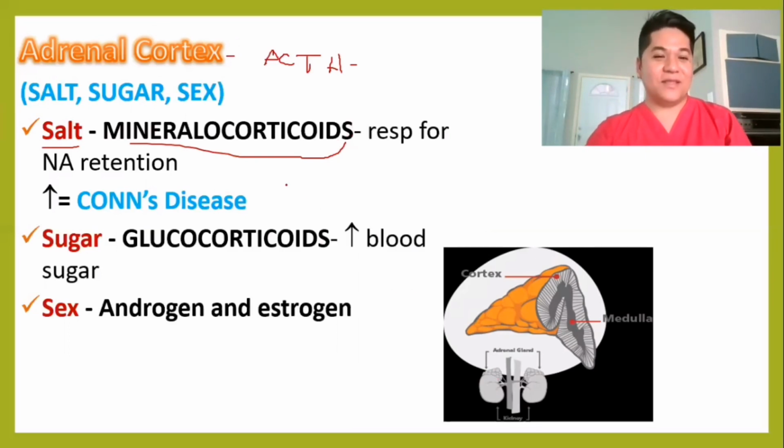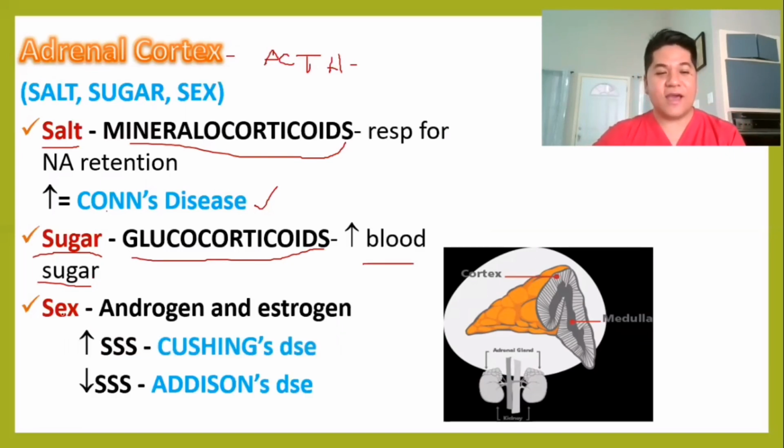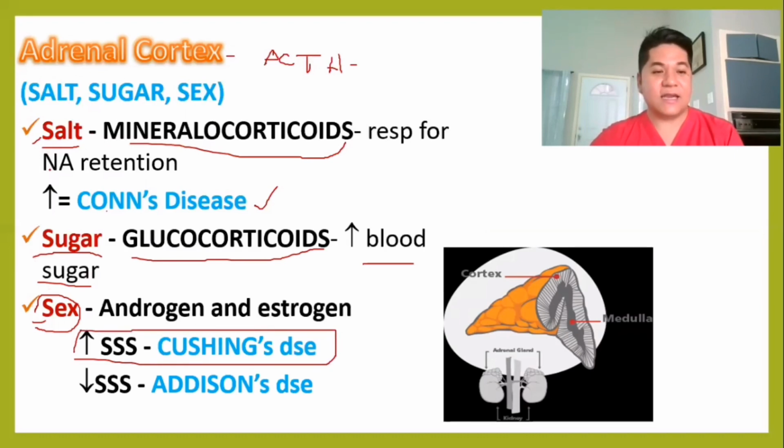Now with the mineralocorticoids, increased sodium is called the disease, increasing of this called Conn's disease. Check on that. However, if there is increased sugar due to glucose, from the word glucose, glucocorticoids increase the blood sugar. Then, if there are decreased androgenic and estrogenic hormones, that's the sexual hormone. Increasing the three, the SSS, the salt, the sugar, and the sex, is Cushing's disease. Decrease of the salt, sugar, and the androgenic hormone, you would have Addison's disease.